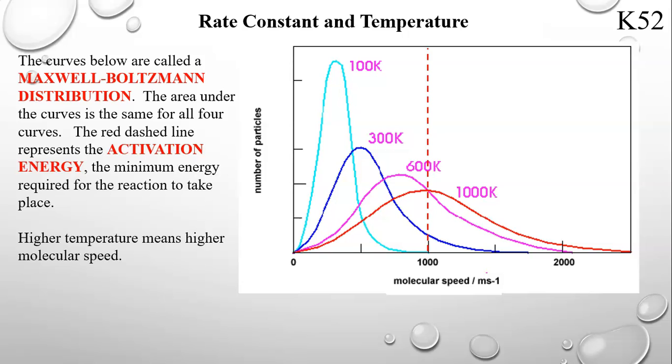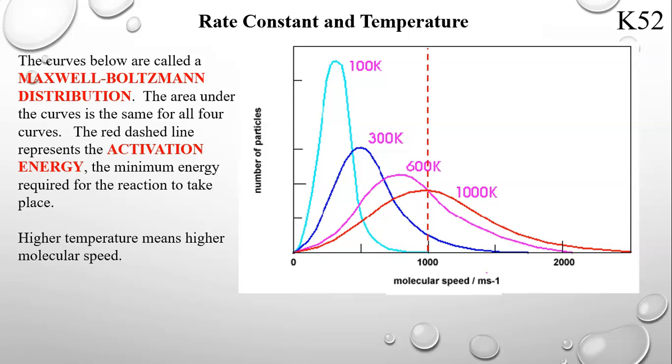The turquoise line, the one at 100 K, is the one at the lowest temperature of those four curves. You look at it, and every part of that curve, 100% of it, is to the left of that red dashed line. You have to cross that red dashed line to have enough energy for the particles to split apart, to break apart. That's the activation energy. So you'll notice that no part of that turquoise curve is to the right of the red dashed line. That means none of those atoms or molecules in that set would have enough energy to break apart. They just don't have enough energy.